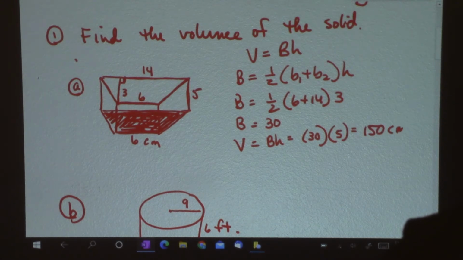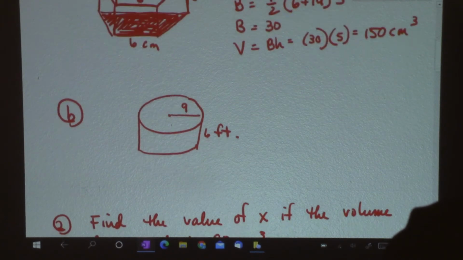And these are centimeters. Now, with volume, that's different than surface area. Volume has 3 dimensions, length, width, and height. So this is going to be cubed. I'm multiplying 3 dimensions there.